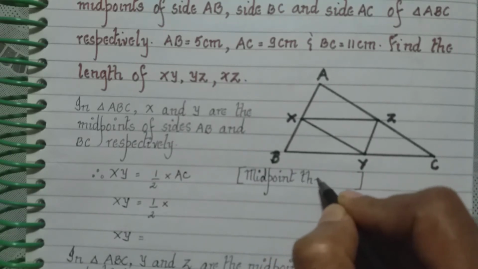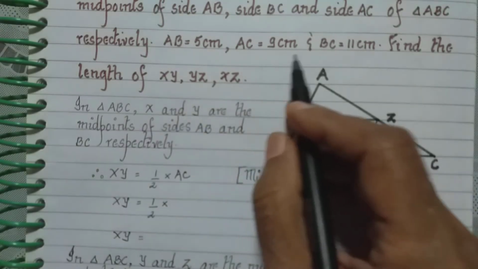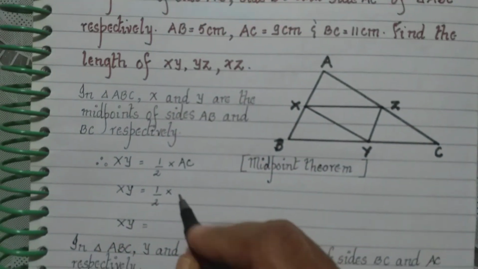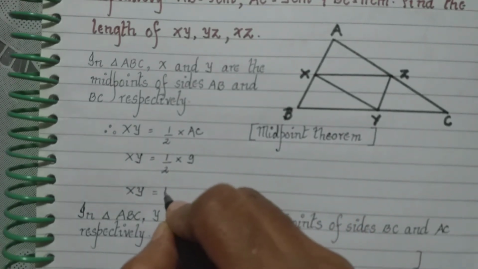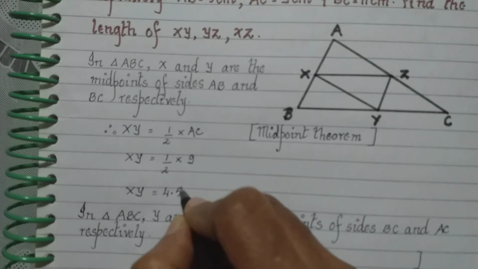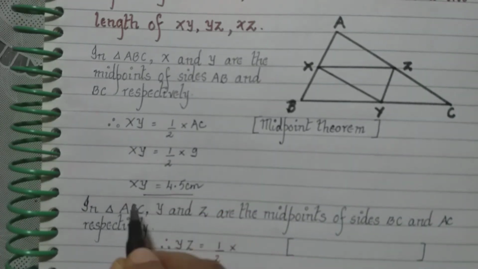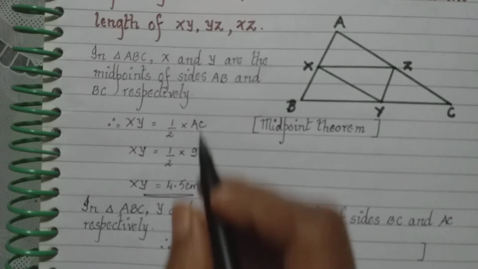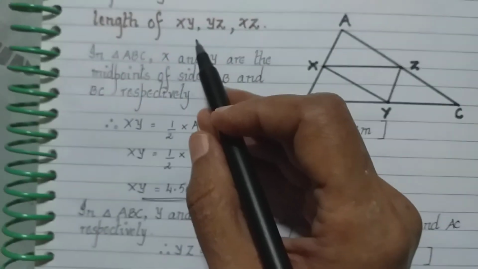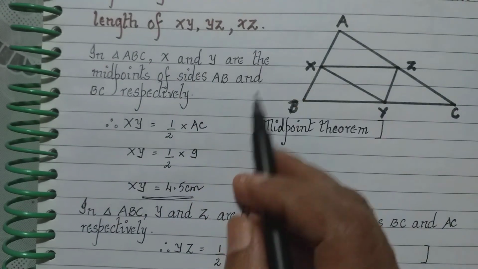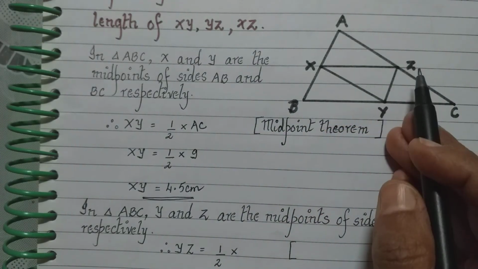Now we look at what is given. What is the length of AC? You see here AC is 9 centimeters. Therefore it is half into 9, and half of 9 is 4.5 centimeters. Therefore the length of XY is 4.5 centimeters. So now we have found the length of XY. We have to find the other two lengths. Similarly, we will find the lengths of YZ and XZ.